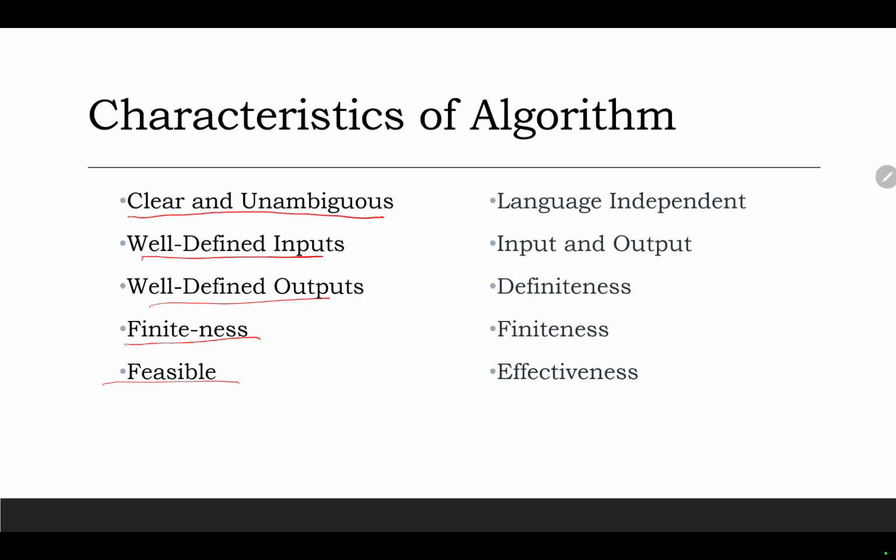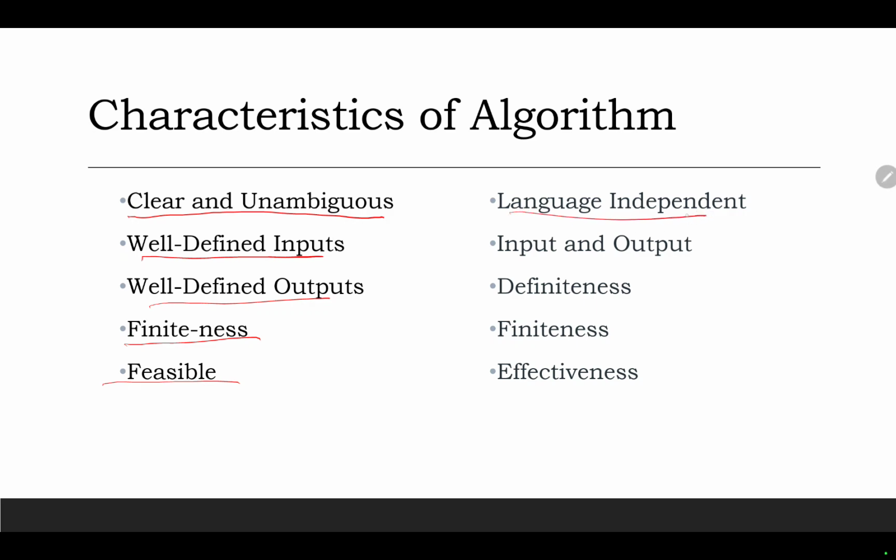The next one is feasible. The algorithm must be simple, generic and practical, such that it can be executed with the available resources, and it must not contain any future technology or anything.